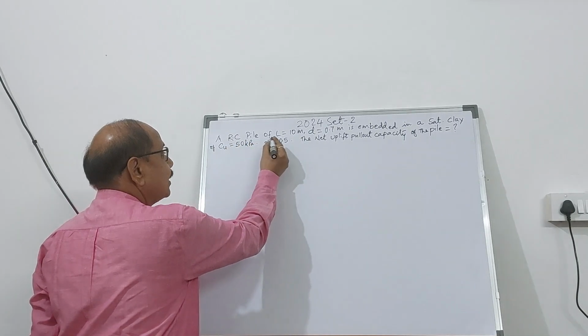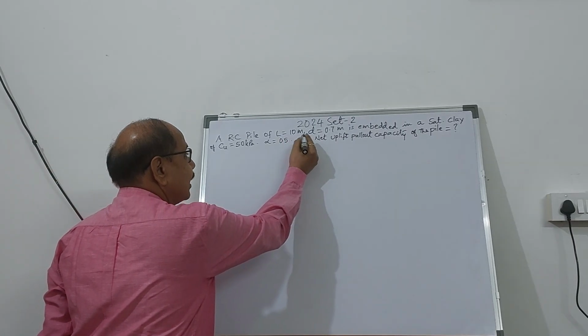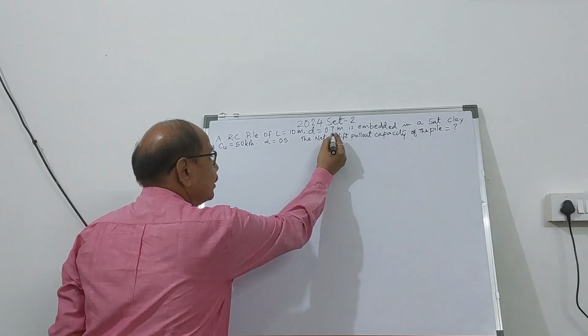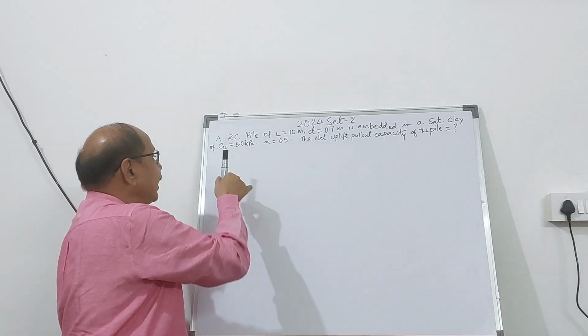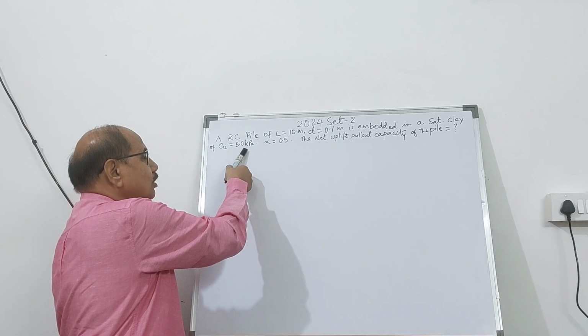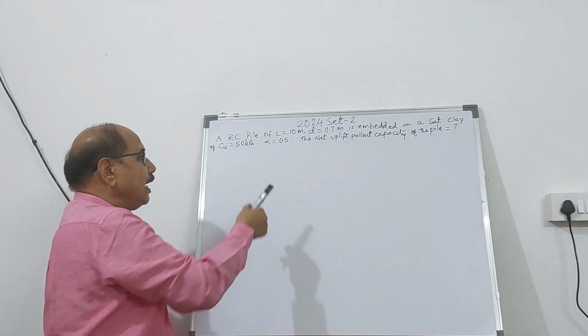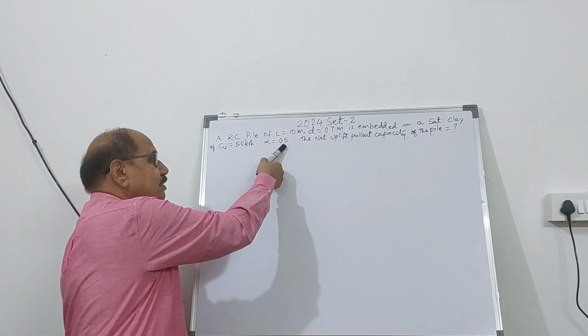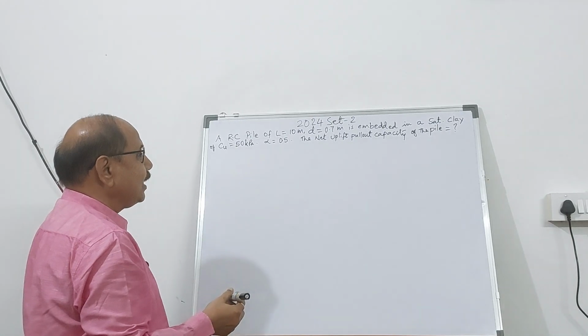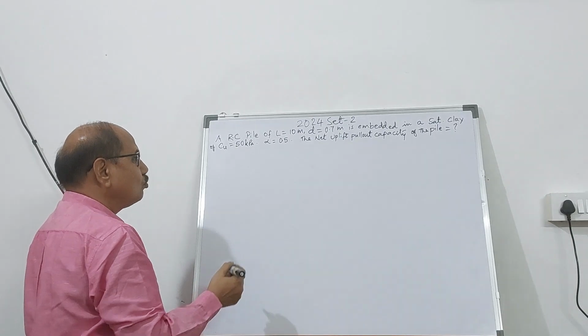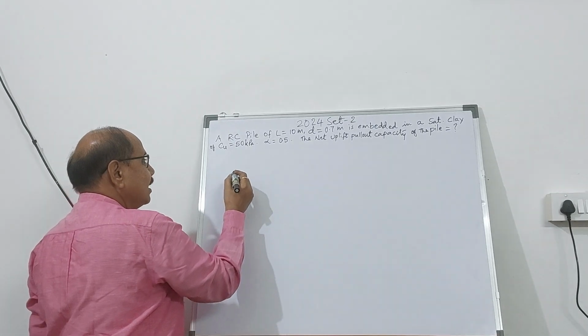A reinforced concrete pile of length 10 meter and diameter 0.7 meter is embedded in a saturated clay having Cu equal to 50 kilopascal, and the adhesion factor alpha is given as 0.5. So how to calculate the net uplift pull-out capacity of a single pile?